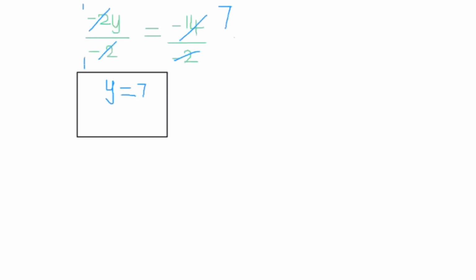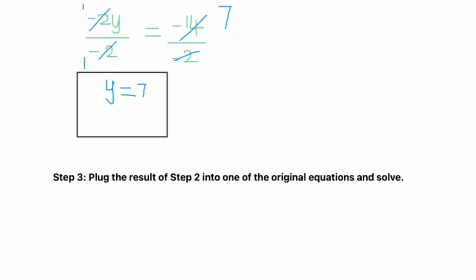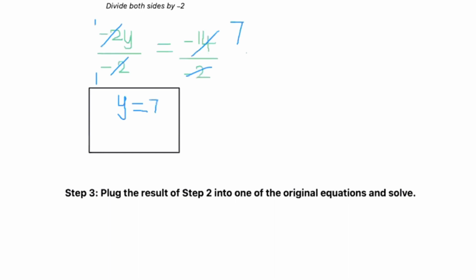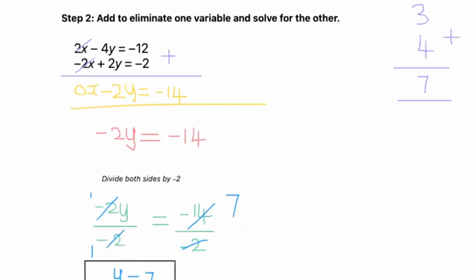Now, the third step, which is plug the result of step 2 into one of the original equations and solve, which is nothing but using the variable y is equal to 7. Using this variable, you have to substitute y is equal to 7 in any one of the given equations, and we have to solve. We have to find the other variable, that is x.